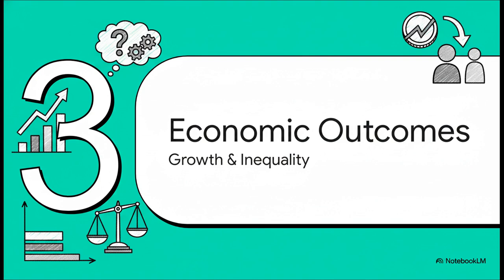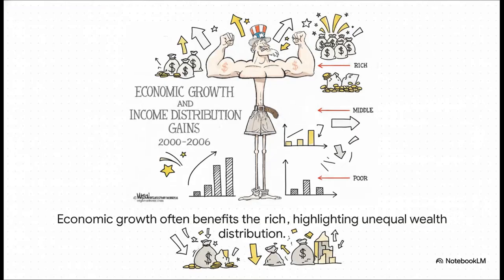Let's take a look. This cartoon illustrates the problem perfectly. Look at the muscular arms, labeled rich. They show that the economy might be growing strong. But then, look at the very thin legs, labeled poor. This tells us that the benefits of that growth are not reaching everyone equally. The wealth is concentrated at the top.